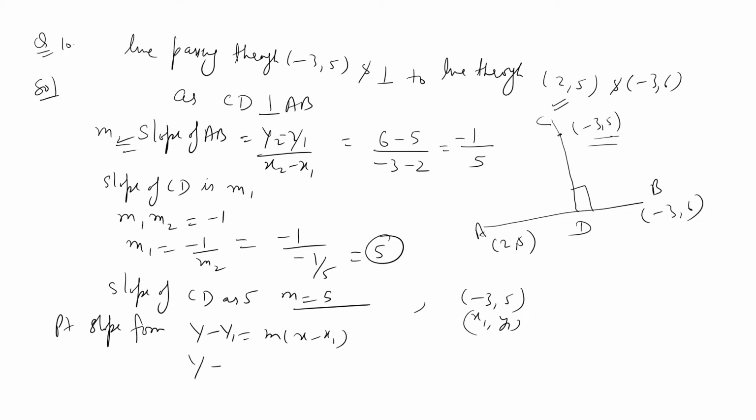So this becomes y minus 5 is equal to 5 times x minus, okay, x1 is my 3. So I will take it here as plus. So y minus 5 is 5x plus 15, which implies 5x minus y, that is 15 plus 5 is plus 20, is equal to 0.